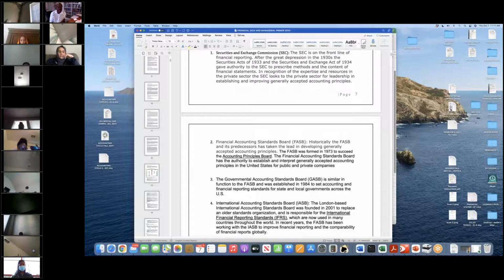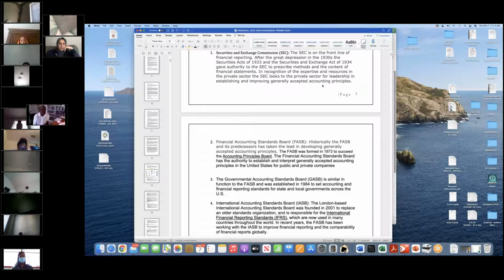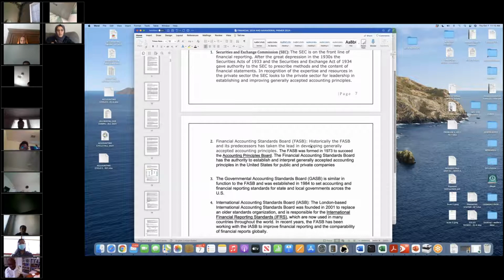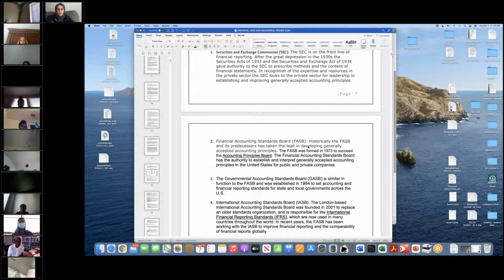Now, in effect, the Financial Accounting Standards Board does most of the work, so it's sort of delegated to the practitioners who are going to have more expertise in developing the principles. For governmental regulation, we have the Governmental Accounting Standards Board, because municipalities began to go broke in nations because they didn't have generally accepted accounting principles. And so we have the Governmental Accounting Standards.